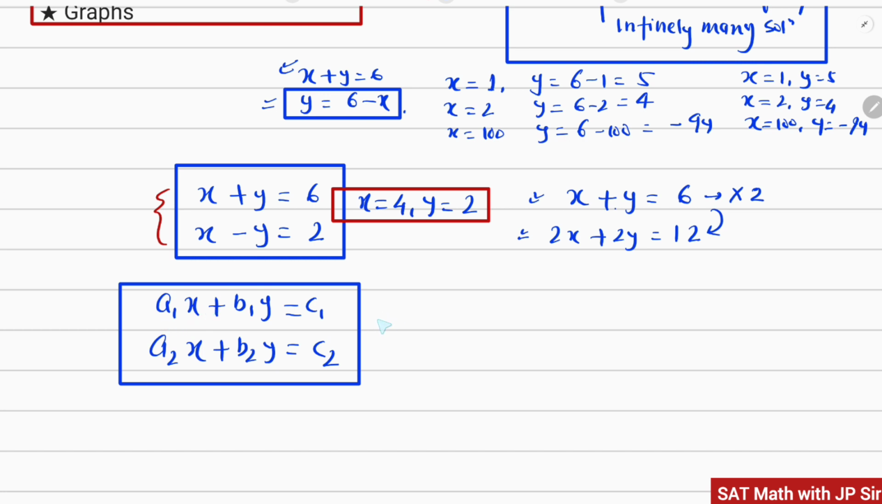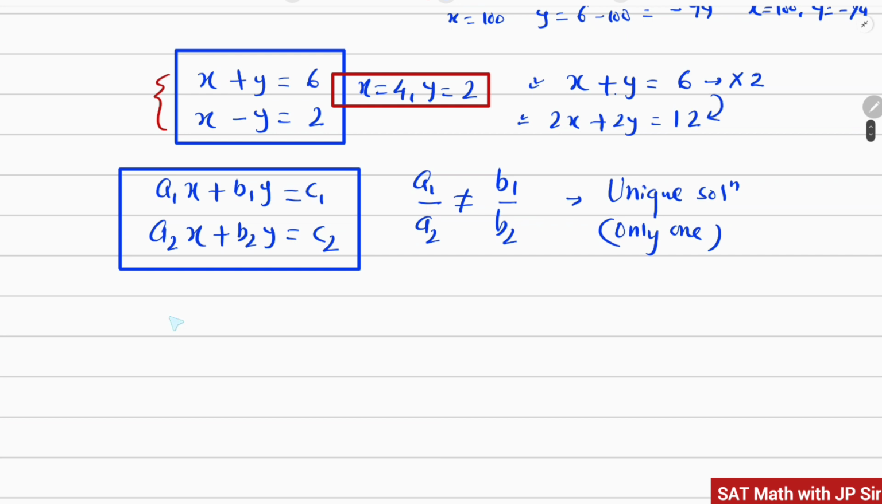Now, we have this pair of equations. If we have a1 over a2 not equal to b1 upon b2, it means the pair has a unique solution. Unique means only one solution. So for example, we have 2x plus 3y equals 10 and 3x plus 2y equals 14. What is the ratio of this?